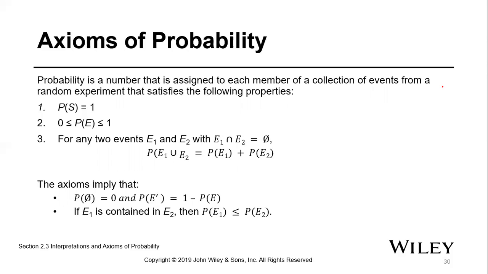For 2 events, event 1 and event 2, if event 1 intersection event 2 is null, so basically if they don't have overlap, then the probability of the union of E1 and E2 is equal to the sum of the probabilities of those 2 events individually. The probability of a null event will be 0. And the probability of the complement of an event will be 1 minus the probability of the event. And if the first event is contained in the second event, then the probability of your first event will be smaller than the second event, which makes sense. If the second event has to happen for the first event to occur, then the second event's probability is going to be bigger.